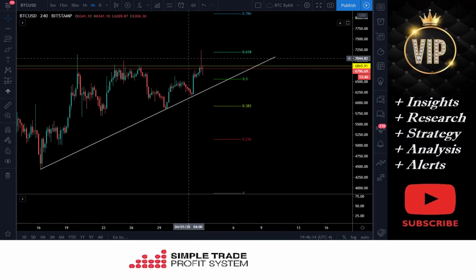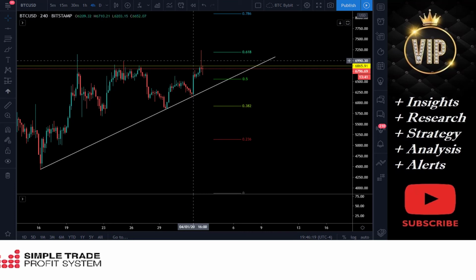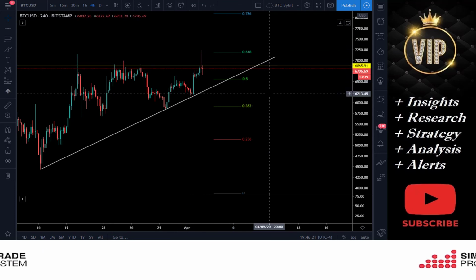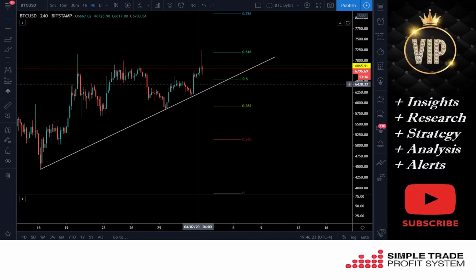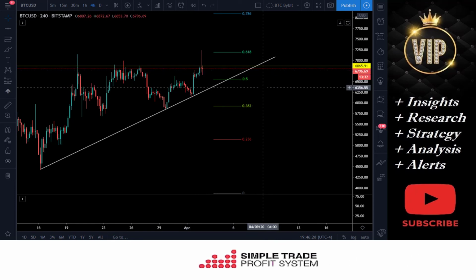I want to wait to see if we clearly get above this resistance, maybe even backtest it, before I'm going to start placing bigger trades. But right now I'm waiting to see what happens as we get squeezed in there.